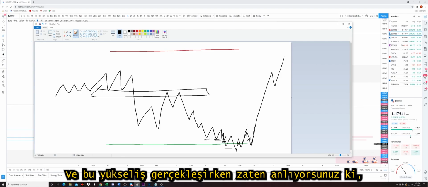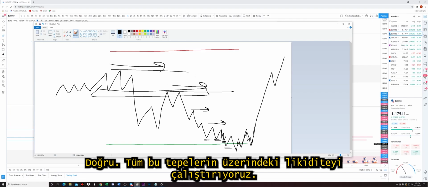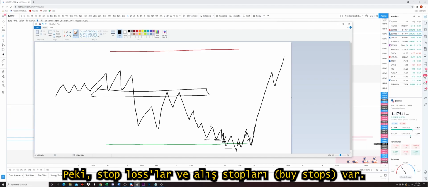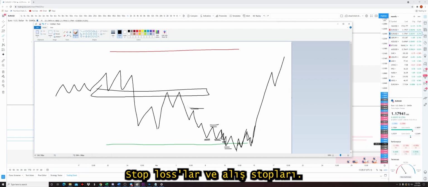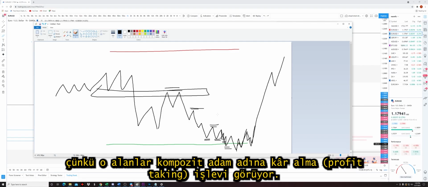And as that markup happens, you already understand, we begin the partial above certain highs, looking for highs to be met, right? Running the liquidity above all these highs, because again, what's above every single one of these highs? Well, you have stop losses and buy stops. So they're all being paired off with orders on behalf of the buys because those areas act as profit taking on behalf of the composite man.